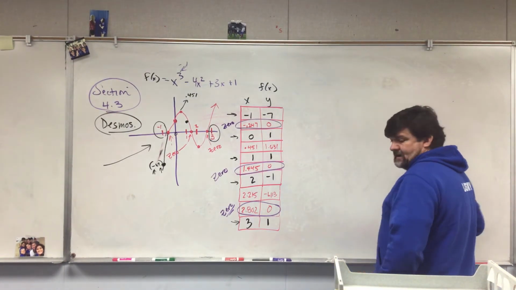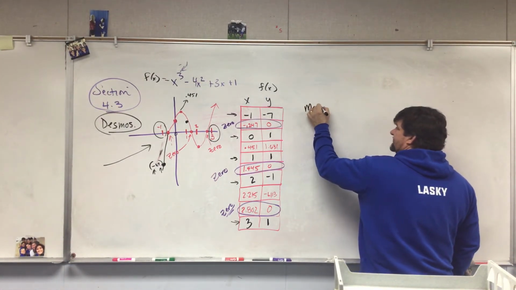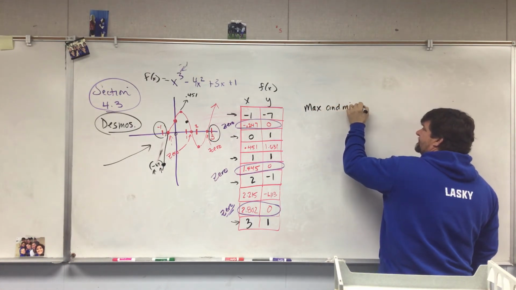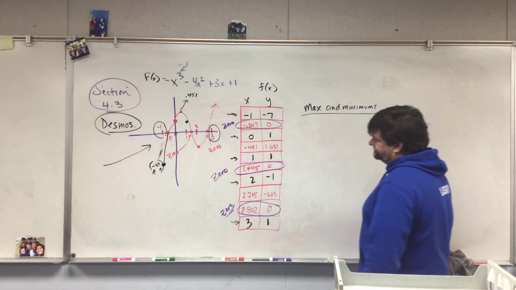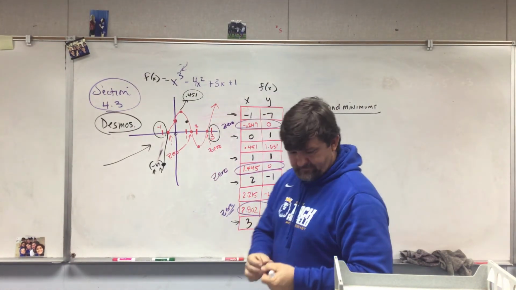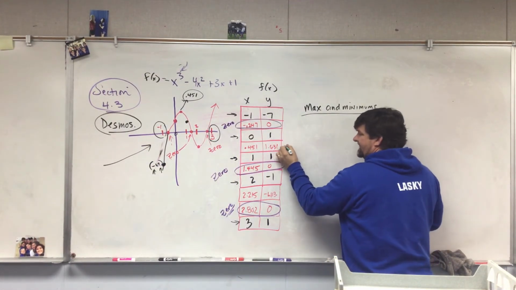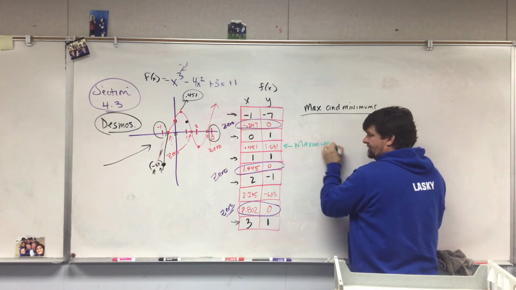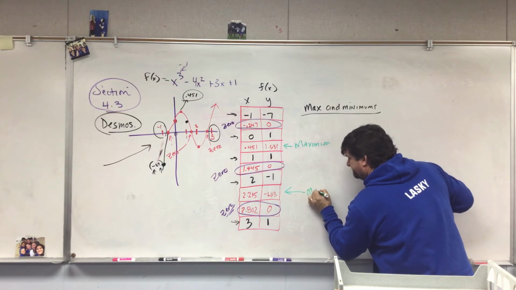Now let's look at the maximum and minimums. Max and mins. So if we look at our max and minimums, we're going to go right here. This is my maximum. Let's look at this here. So this is a maximum. And this is a minimum.